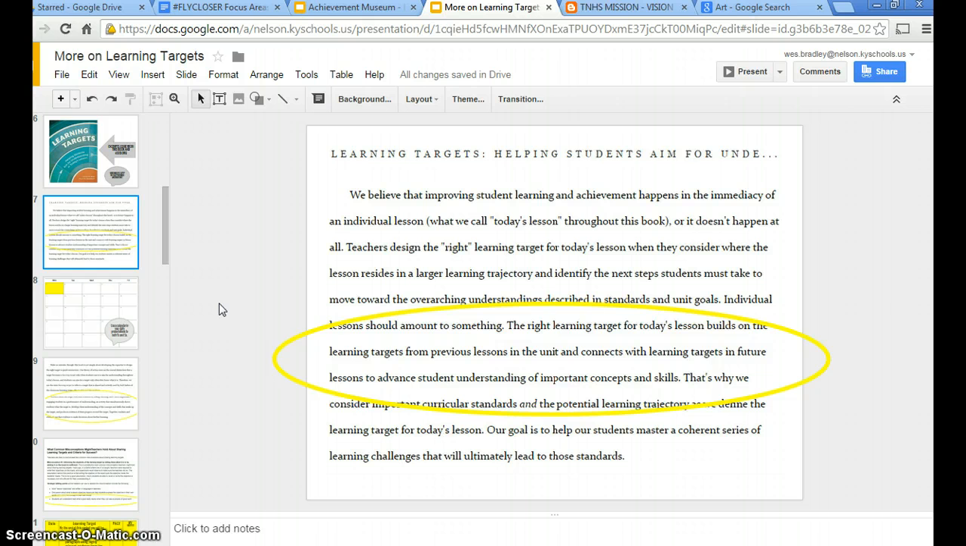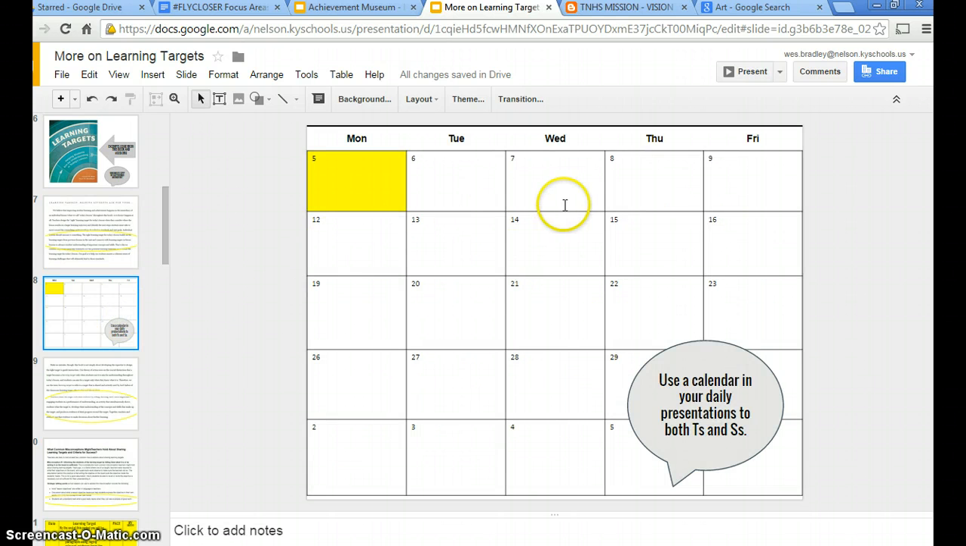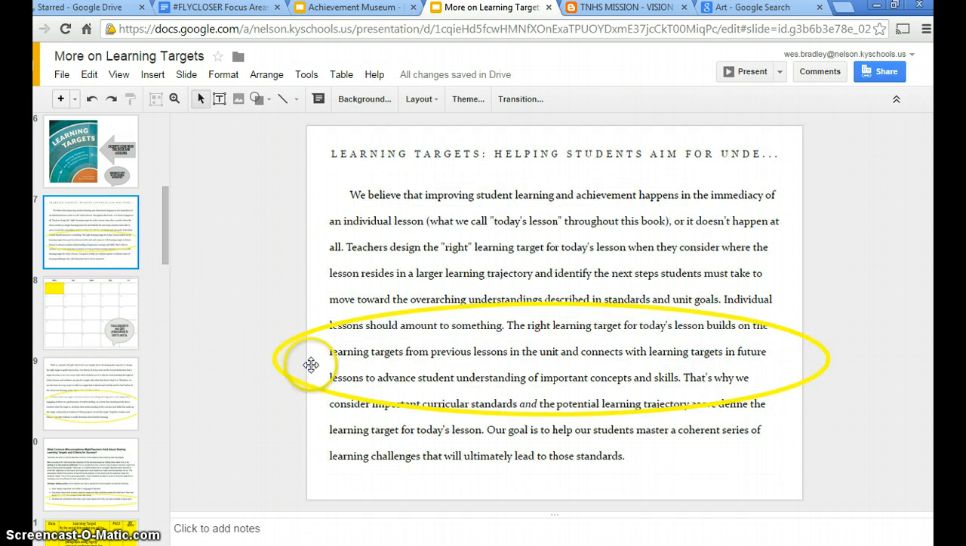Firstly, they have to be integrated throughout the unit. So a target is not a standalone target. They go from one day to the next. Many of you are showing these calendars in your room, and the targets do build off of each other as they go along.